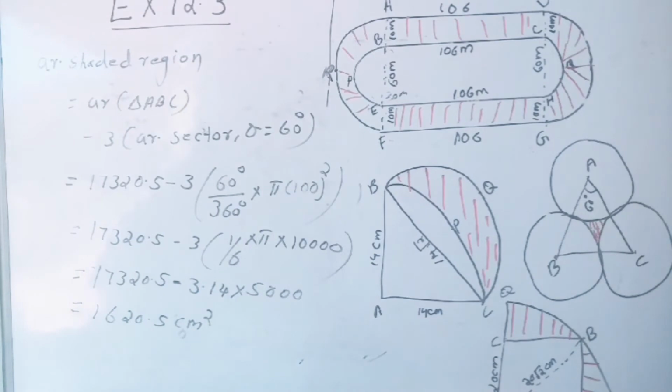1620.5 centimeter square. Okay. Therefore, the area of the shaded region is equal to 1620.5 centimeter square. Now, we are going to do the 13th question.